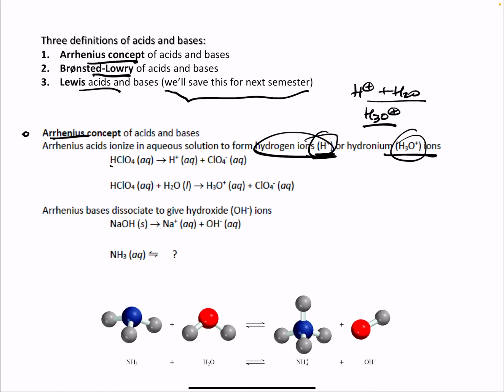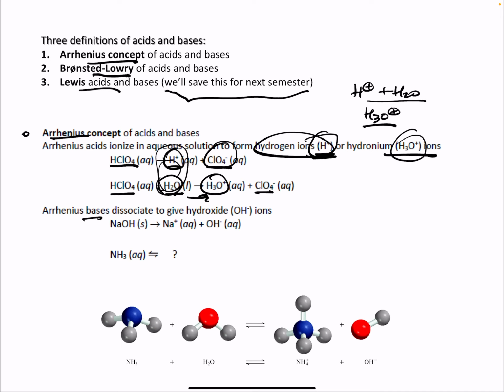So here are some examples. Here's perchloric acid, which generates H+ and perchlorate. If H+ gets a positive charge, what you know is that the other part of the acid, as it ionizes, must have a negative charge. The other way to draw this, same thing, is perchloric acid plus water gives me hydronium and perchlorate. So by including the water and the proton together, we get hydronium.